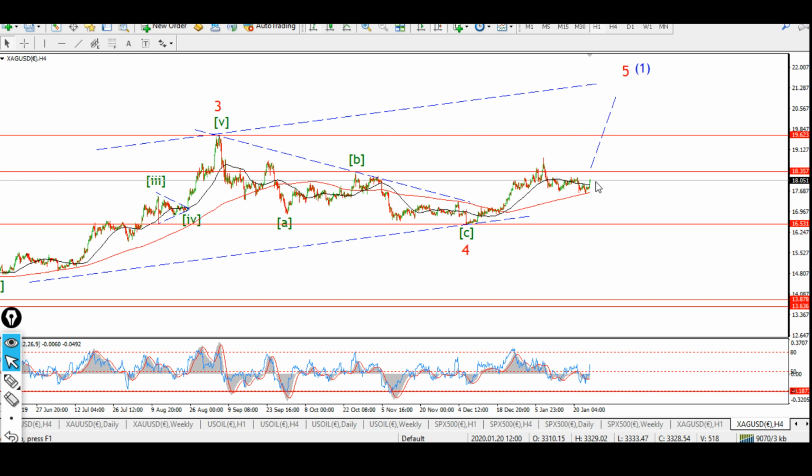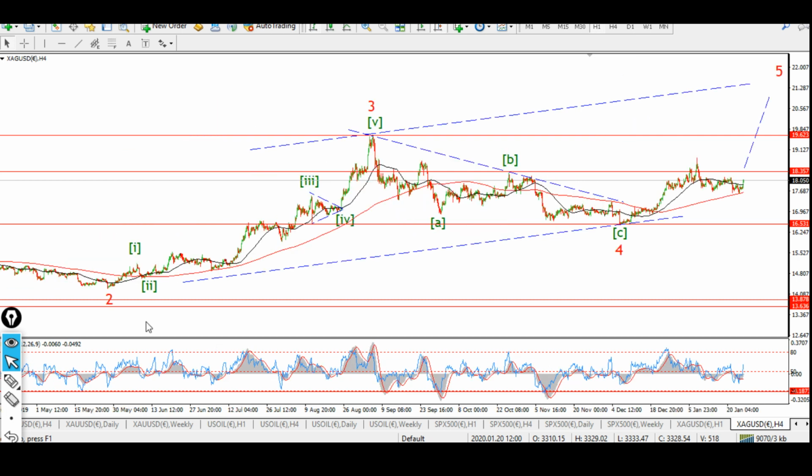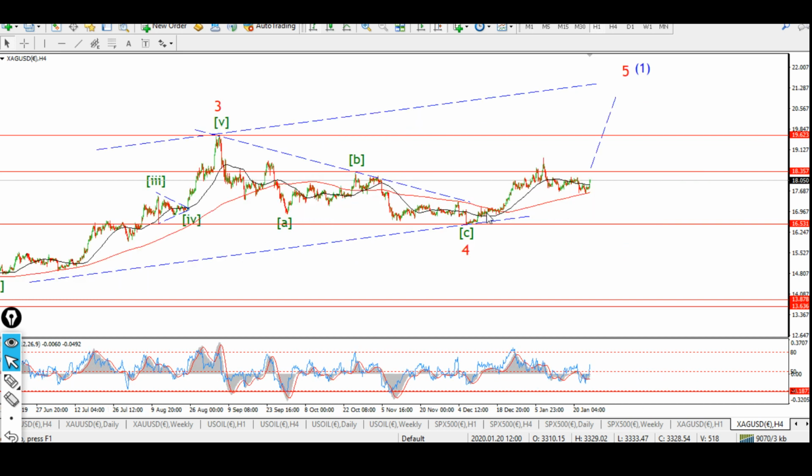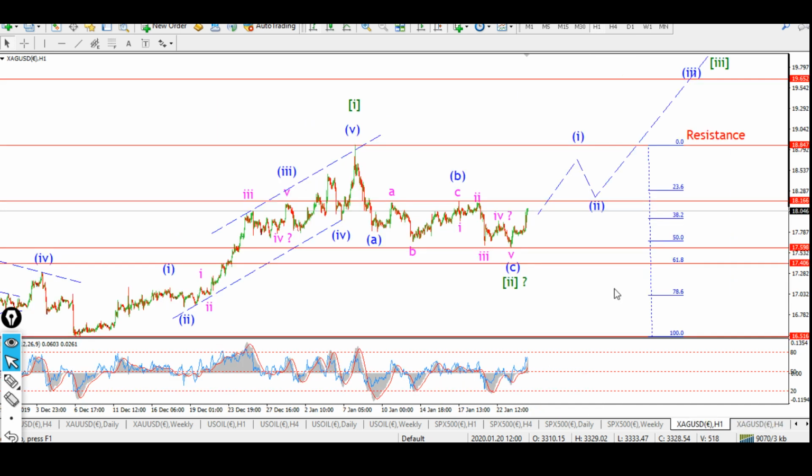This could be a fifth wave up in a first wave. So if you can quantify that, we've got wave 1, 2, 3, 4, and then off that wave 4 low, we've had 1, 2, 3, 4, 5, and this could be wave 1 and 2 of 5. Okay, so let's get into the hourly chart.